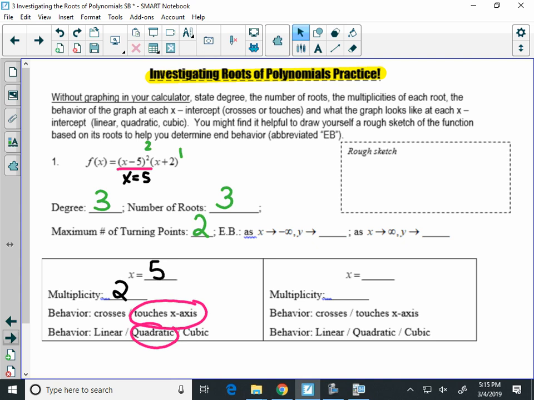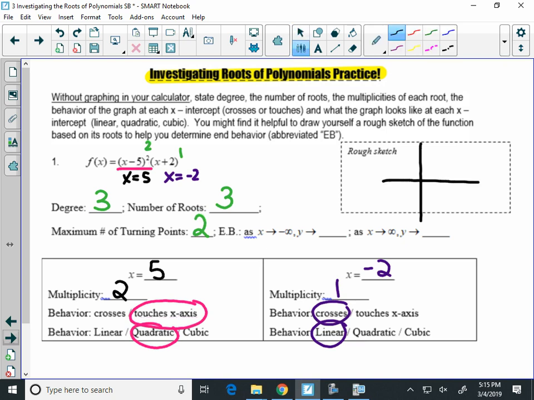The other root here is that x equals negative 2. Well, its multiplicity, there's only one of those. That's an odd number. The odd multiplicity means you're going to cross through the axis at negative 2. And multiplicity of 1 means you're going to look linear. All right, so let's make a rough sketch. Draw an axis. And I would plot your x-intercepts. So my x-intercepts are negative 2 and 5.